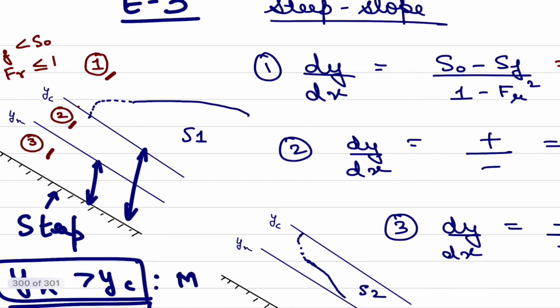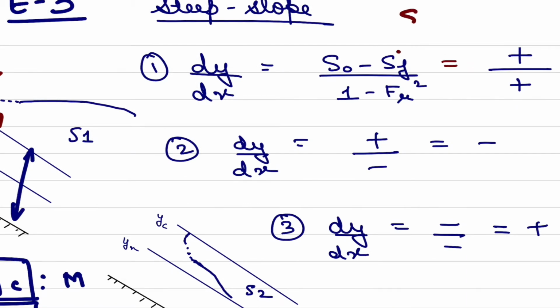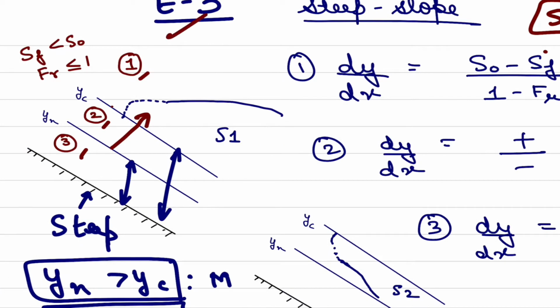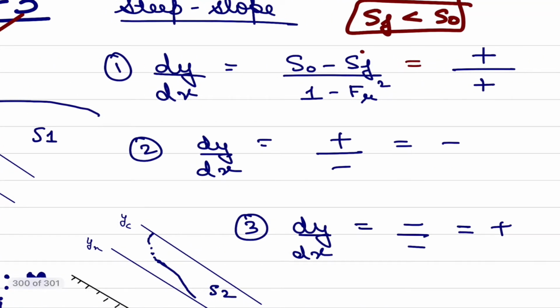Now if we are in region 1, that means that we are higher up than yn, and that definitely means that SF is less than S naught. Again you can refer to modules E1 and E2 to understand why SF would be less than S naught, because flow depth is greater than critical depth. That would mean that the slope of the energy grade line would be lesser in comparison to the channel bed. That would mean that our numerator is going to have a positive sign.